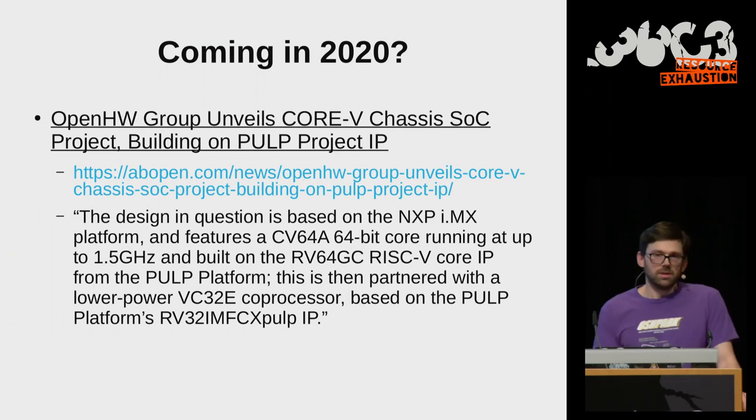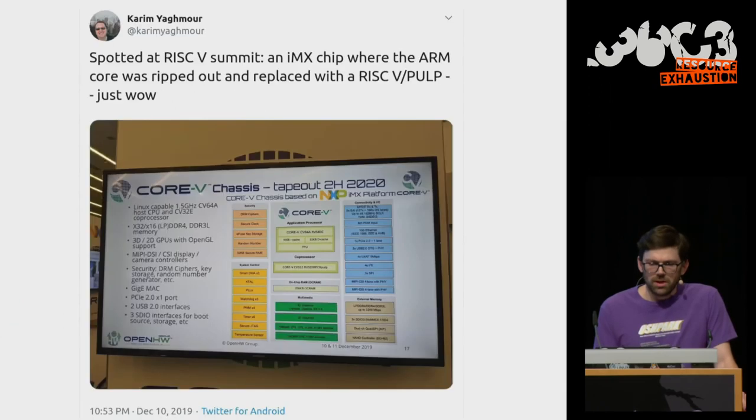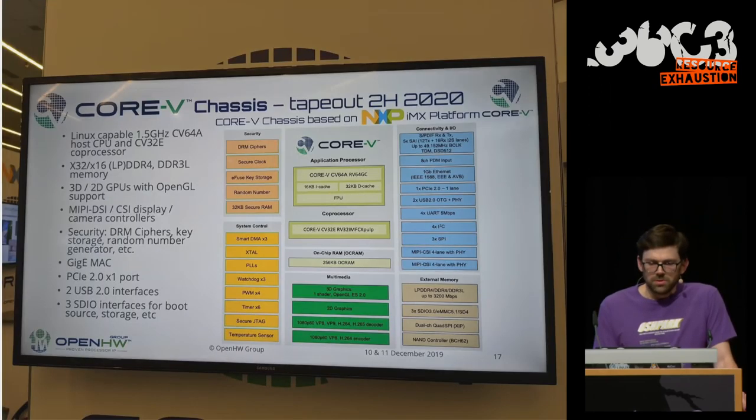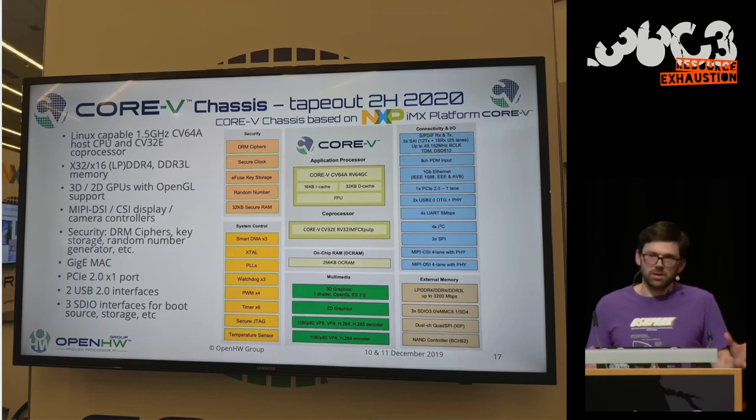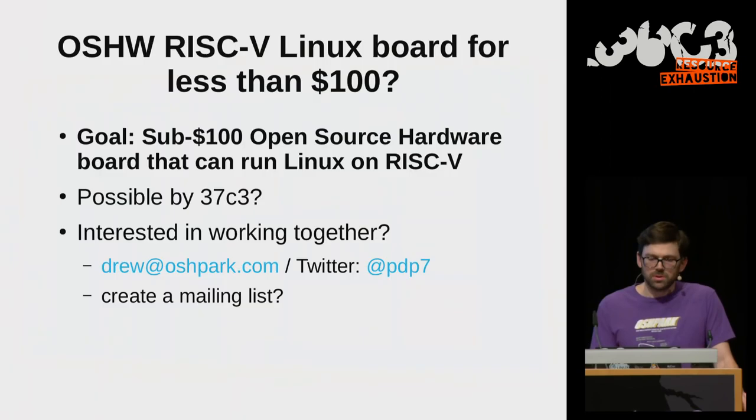One of the things that's exciting is that two weeks ago at the RISC-V Summit in California, NXP announced that there's going to be a chip early next year that's going to be a Linux-capable SoC. So this is quite exciting. This could allow us to make a board that wouldn't be too expensive and would be pretty high performance.